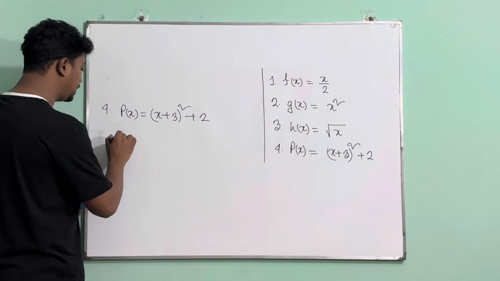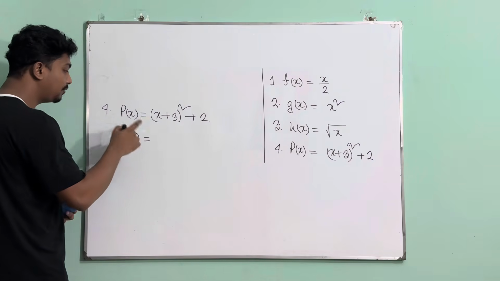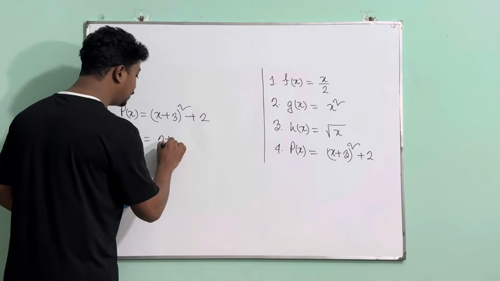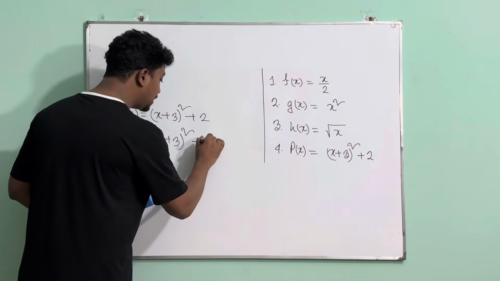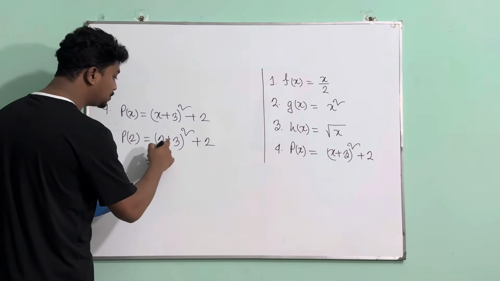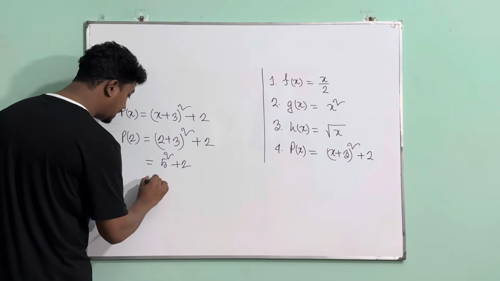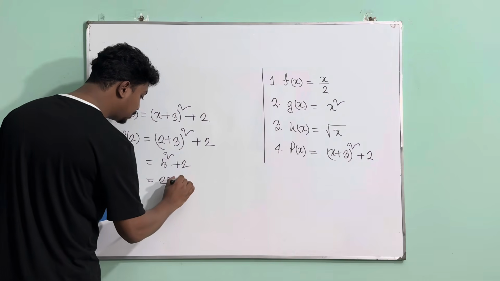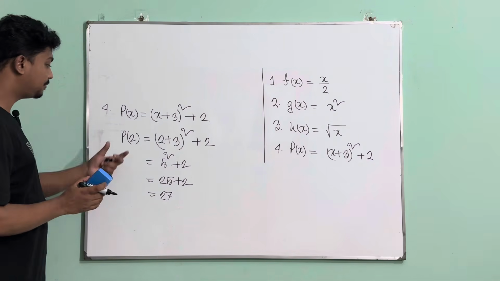Now let's see how it works. Let's say I'm putting 2 in that function. The function is going to add 3 to 2, then square it, and then add 2 to the result. So first of all, 2 plus 3 is 5, square it, then add 2, so you are getting 25 plus 2. You will get the output as 27. So this is how the function is working.